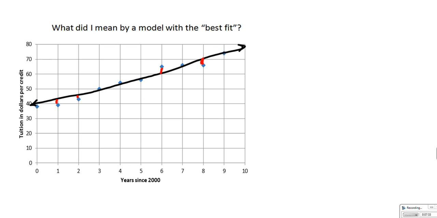We want those to be as small as possible, and so with the best fit line, the calculations are done to make those as small as possible. And what those distances are give us an idea of how good our line fits the data. The smaller the total amounts of those red lines are, the better the line fits the data.